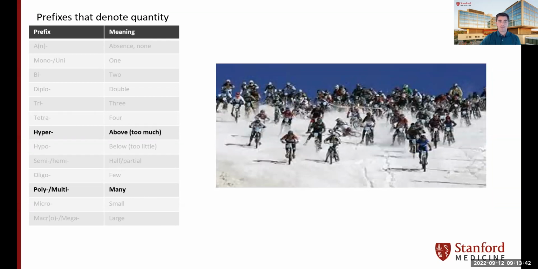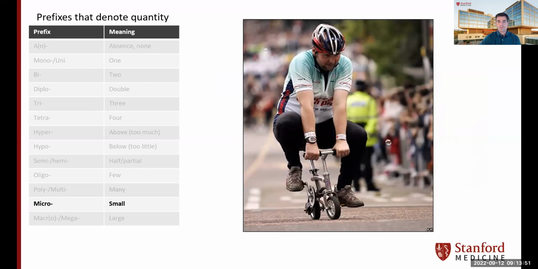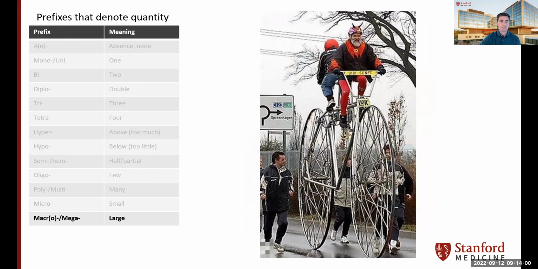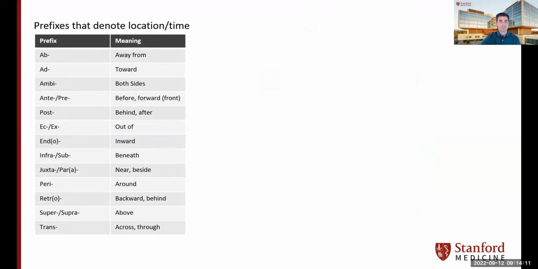And then sometimes you have too many, and that's when you term it hyper. I would argue that this is probably too many bicycles for this snow slope. Micro, again, fairly intuitive, is small. And then hypo is too small, way too small. And then macro or mega is large. So hopefully all of these make sense. And when you combine them with the root, it helps you to sort of figure out what's going on with it.